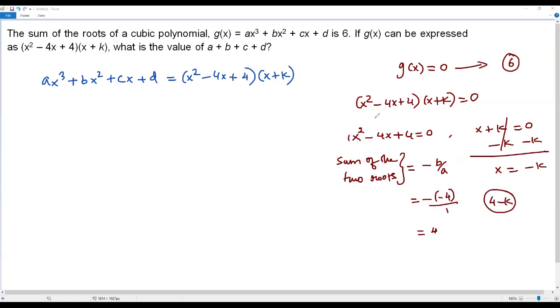So this expression represents the sum of the 3 roots of this equation, but it's already given in the question, that is 6. So 4 negative k equals 6. Now let's solve for k in this equation. For that, I have to subtract 4 from both sides. When I do so, positive 4, negative 4 will cancel. I'm getting negative k equals 2.